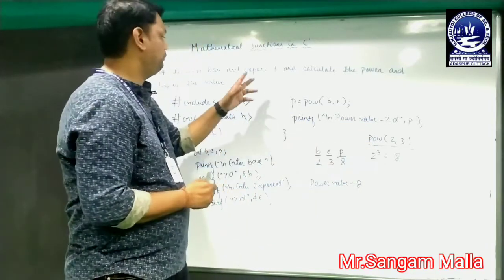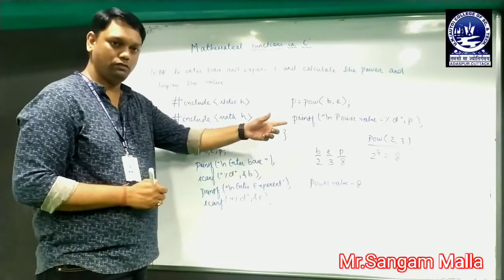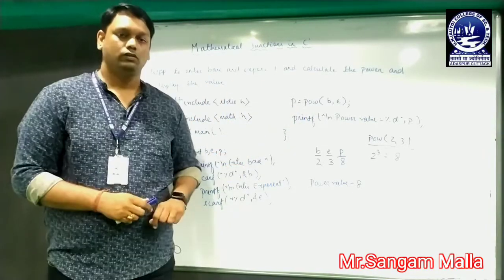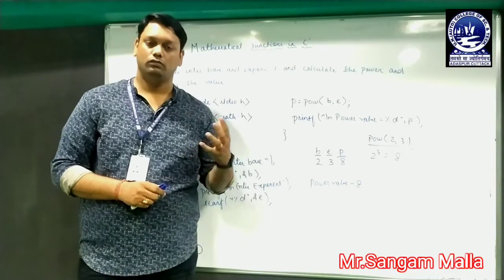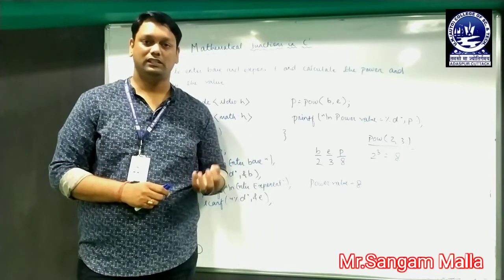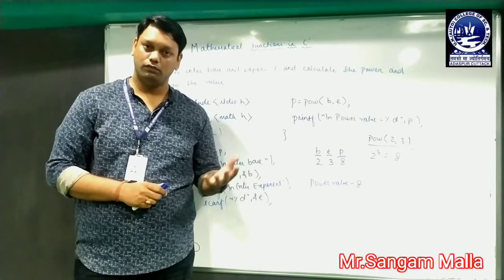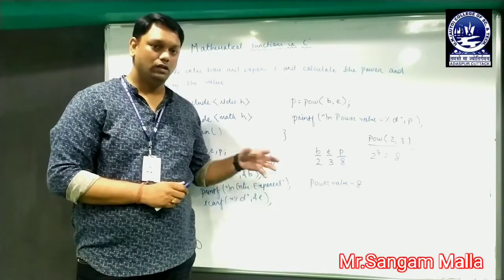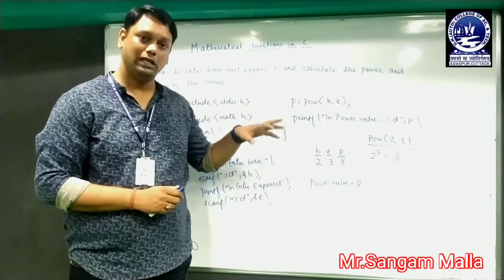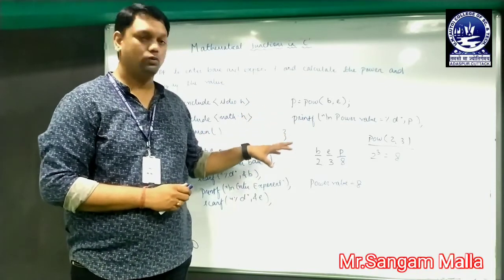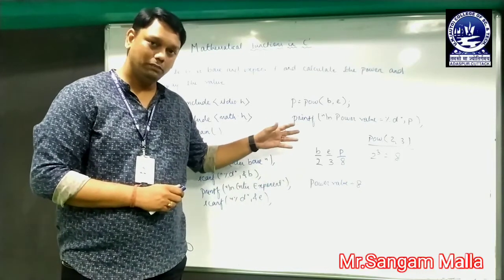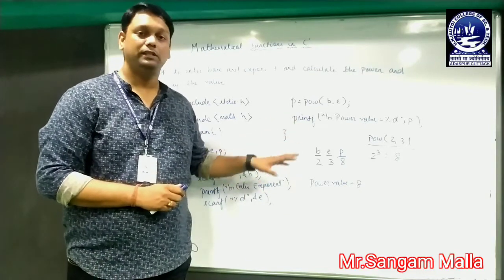So this is all about entering the base and exponent of a value, calculating the power and displaying the final value. So I hope you have all understood what the mathematical functions are, what the ceil function is, what the work of the floor function is, what the use of the square root function, that is sqrt, is, and how to use the pow function to calculate the power. All the functions that are used in the math.h header file have been discussed in this video.